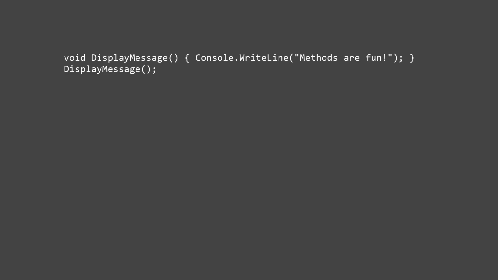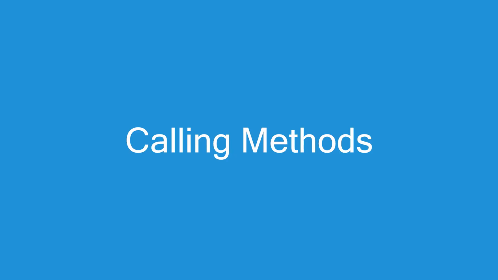Defining methods. To define a method, you specify its name, return type, and what it does inside curly braces. Calling methods. To use a method, you simply call it by its name followed by parentheses.